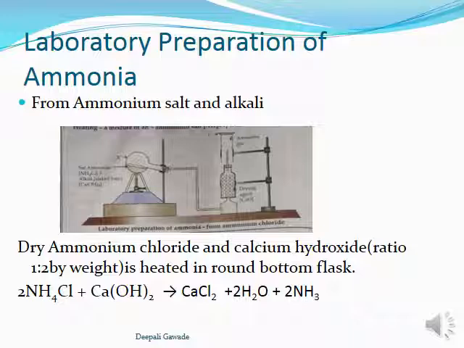Dry ammonium chloride and calcium hydroxide, in the ratio 1:2 by weight, is heated in a round bottom flask. You can see in the diagram, the round bottom flask is inclined. The flask is kept in an inclined position so that the water vapor formed may not trickle back into the hot flask and cause it to crack. Reaction involved: when ammonium chloride reacts with calcium hydroxide, it gives calcium chloride, water and ammonia gas.